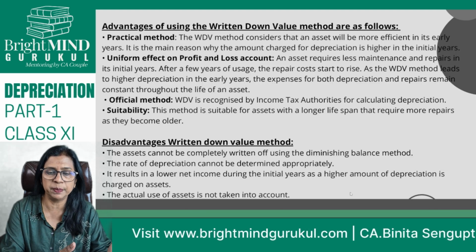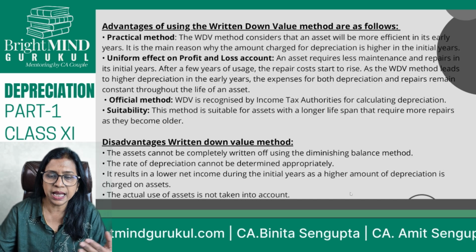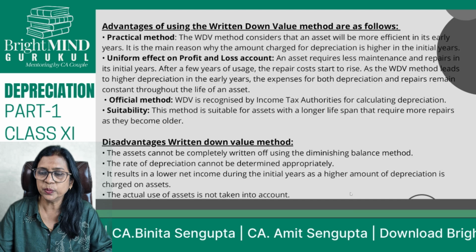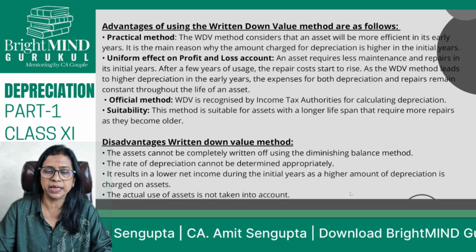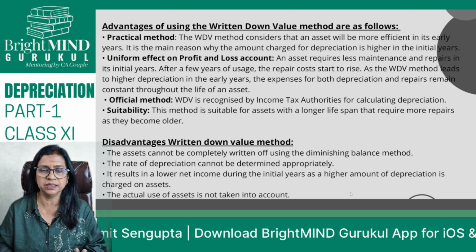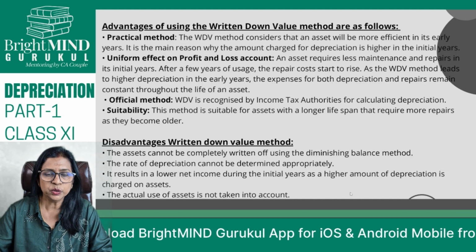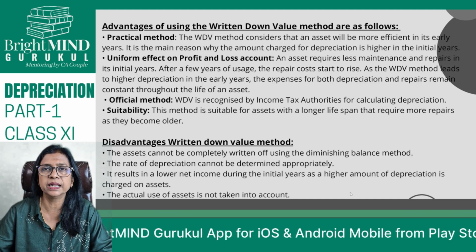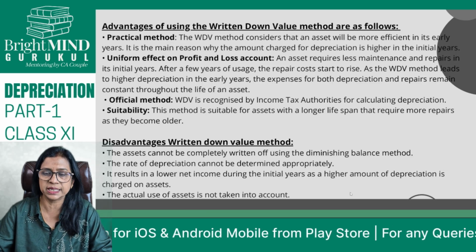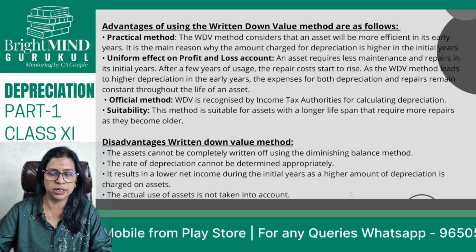So a higher rate of depreciation in the earlier years and the repair cost will be less. And after a few years of usage, the repair cost starts to rise. So as the WDV method leads to higher depreciation in the earlier years, the expenses for both the repair and depreciation remain almost constant throughout the life of the asset. So official method, because this is recognized by the income tax authorities, and suitability, that is, the method is suitable for assets with longer lifespan that require more repair as they get older.